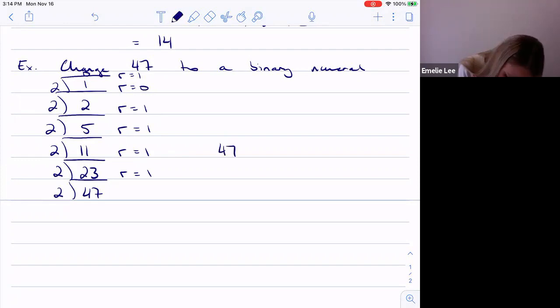So what we can say then is that 47 base 10, I'll just emphasize that you don't have to put base 10, but sometimes it's hard to keep track, so it's nice to just write the 10. 47 base 10 is the same as 1, 0, 1, 1, 1, 1 base 2.